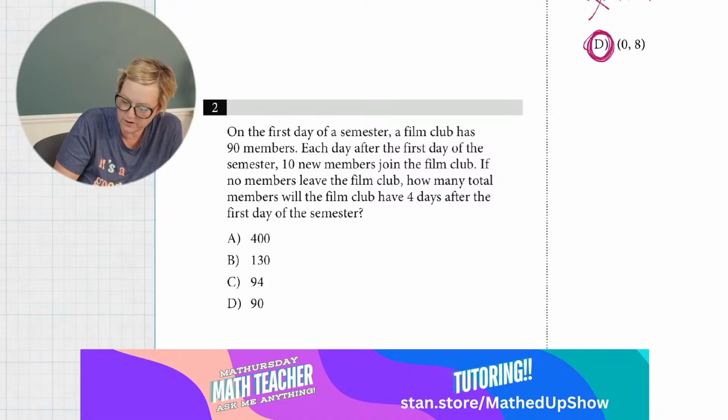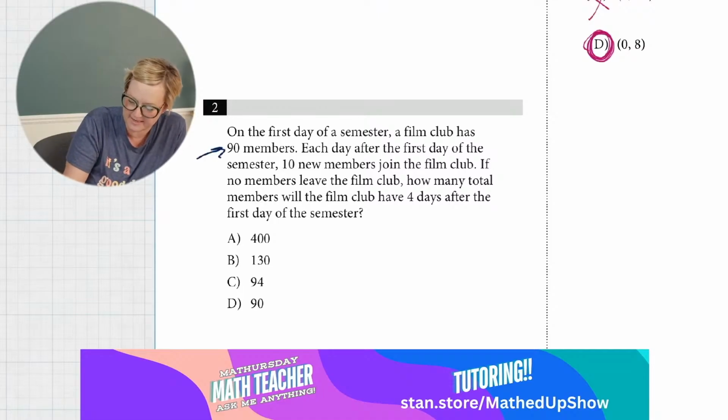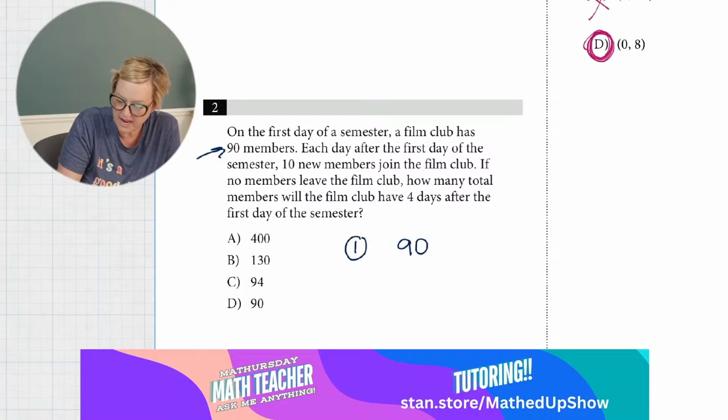Okay, so on the first day of a semester, a film club has 90 members. So 90 members. So on day 1, we've got 90. Okay, each day after the first day of the semester, 10 new members join the film club. So right there, we know, well, if no members leave the film club, how many total members will the film club have 4 days after the first day of the semester?